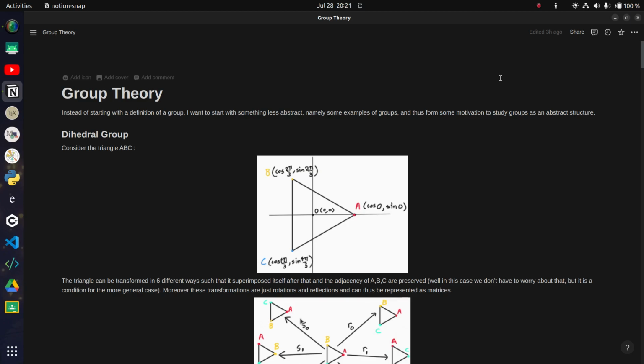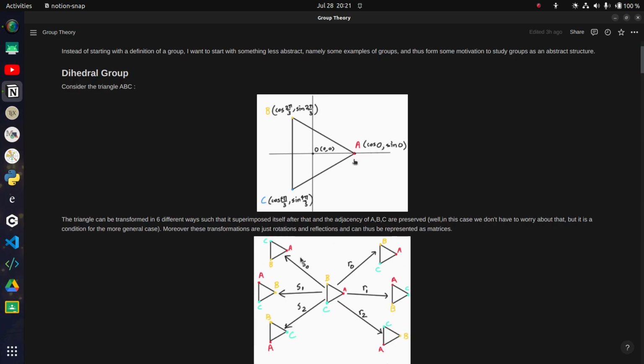So let's start. Instead of starting with the definition, I want to start with something less abstract, namely some examples of groups, and thus form some motivation to study groups as an abstract structure. All right, so first of all, just consider the group that we call D3, right? It's made by rotations and reflections of a triangle, and not just any rotations and reflections, but those such that the triangle superimposes on itself after the rotation or reflection.